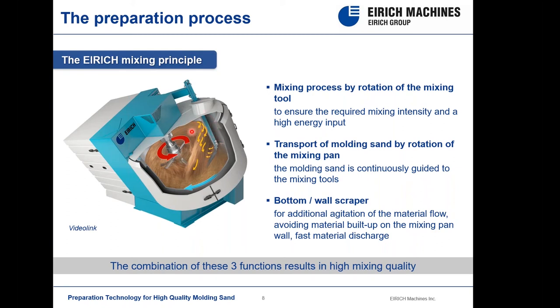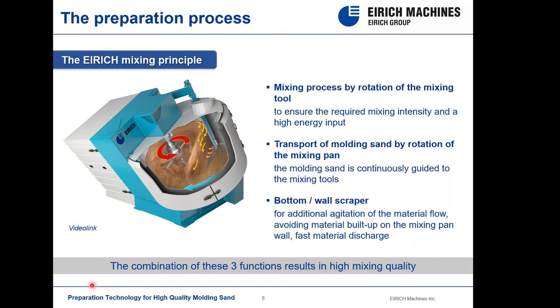So basically, with those three components working together, we don't have any dead spaces inside the mixer. All the sand gets in contact with our rotating tool in one rotation of the pan. That helps us to have more intensive mixing, to disperse the water, and to help the bentonite be activated faster.